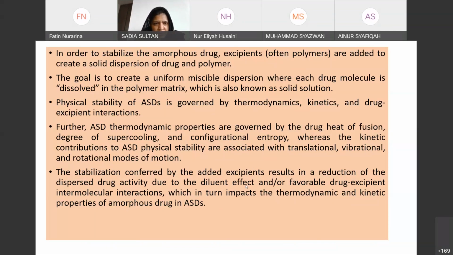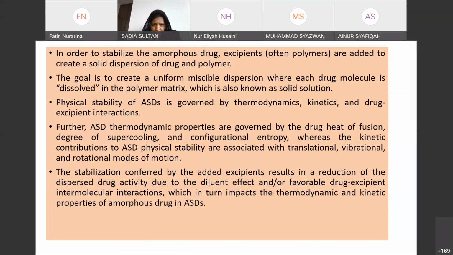The stabilization is confirmed by the added excipients. How do we increase the stabilization? By adding the excipients, right? So what happens when we add excipients to increase the stabilization? It results in a reduction of the dispersed drug activity due to the dilution effect, or favorable drug excipient intermolecular interactions, which in turn impact the thermodynamic and kinetic properties of the amorphous drug.